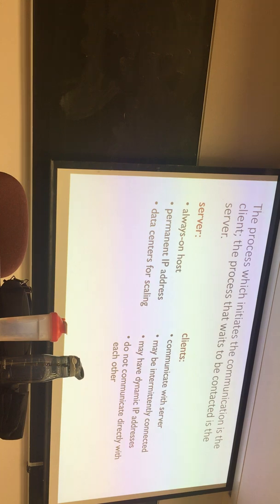Then how do you tell which process is the client and which process is the server? Servers tend to be always on. Like if you go to a restaurant, it should always be open, and it has a fixed address, so all the clients know where to go to get the service. This is the opposite for clients. Basically, they request service from the server. They may have an intermittent connection, and they have a dynamic IP address. Questions about this?